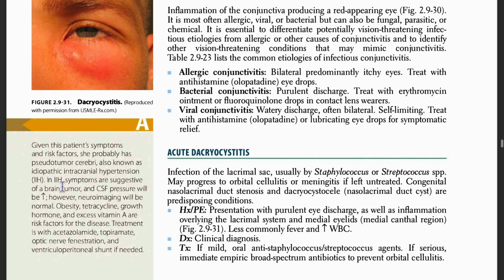Yep. In intracranial hypertension, some symptoms are suggestive of a brain tumor and CSF pressure will be increased. However, neuroimaging will be normal. Obesity, tetracycline, growth hormone, and excess vitamin A are risk factors for the disease. Obesity, tetracycline, GH, vitamin A. Treatment is with acetazolamide, topiramate, optic nerve fenestration, and ventriculoperitoneal shunt if needed.